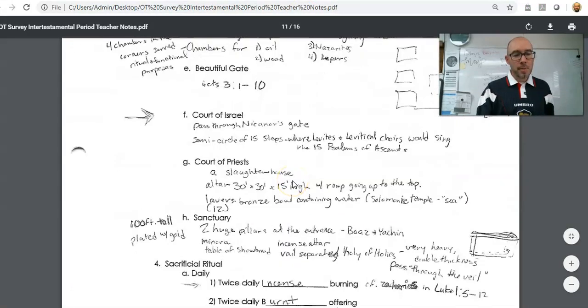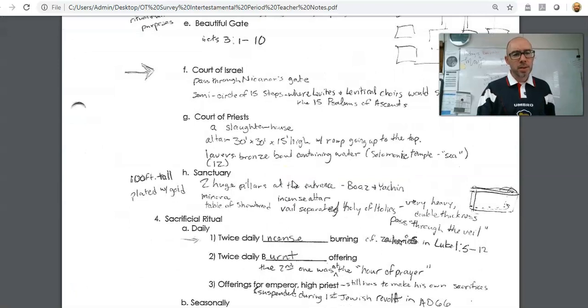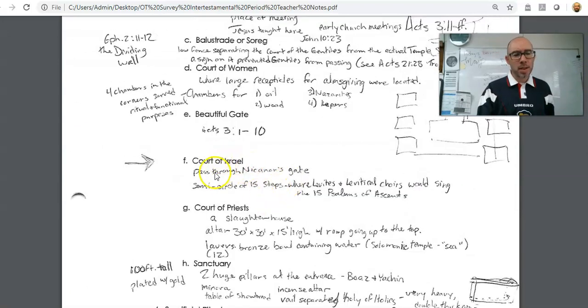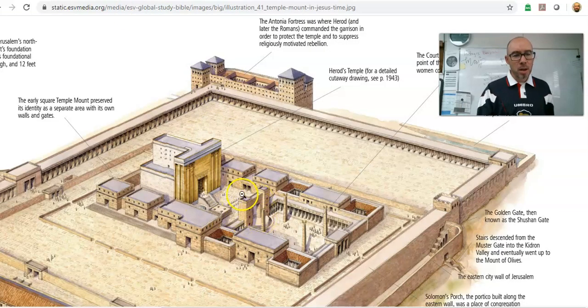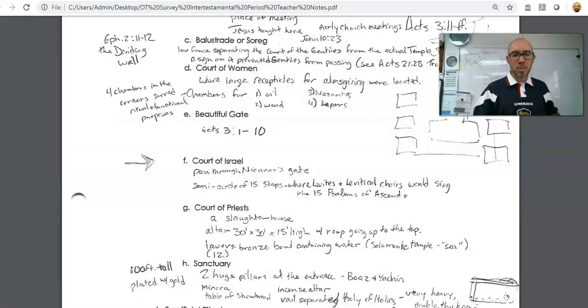Okay, moving on. You've got the court of the priests and the court of Israel next. You pass through Nicanor's gate, this big one right here, and you come into this area in front of the main temple. This is where all the sacrifices are going to be going on, where the lavers, the washing bowls, and the altar are located. That would be in the court of Israel. You pass through Nicanor's gate, which was a gift. There are these semicircular steps, 15 steps. The Levites would be singing. The choir there would be singing.